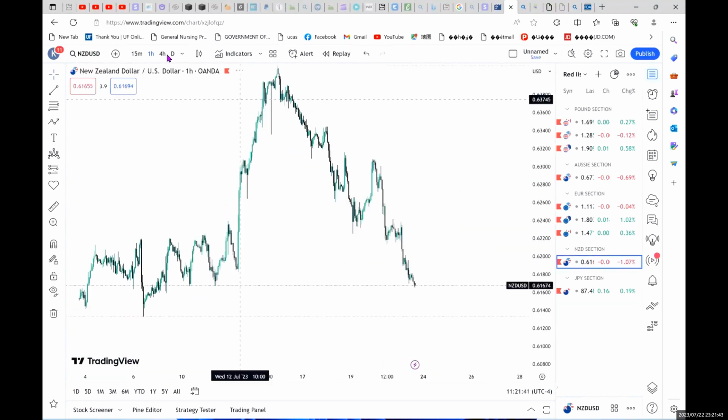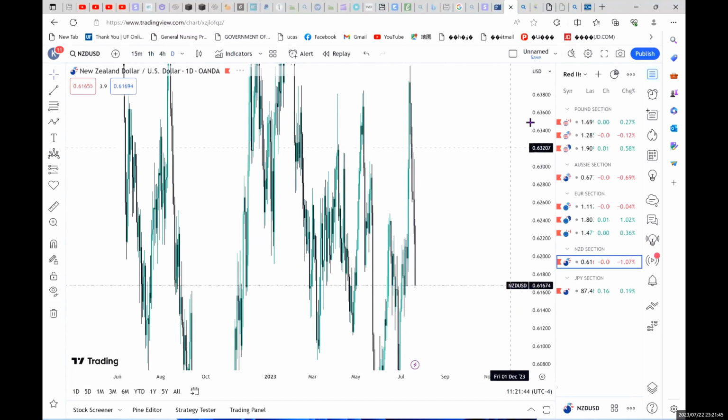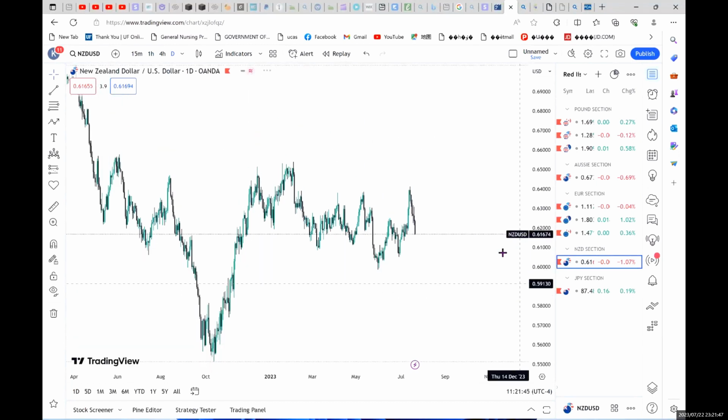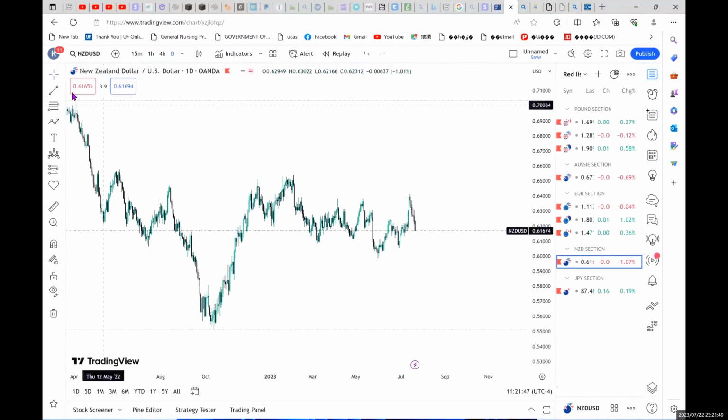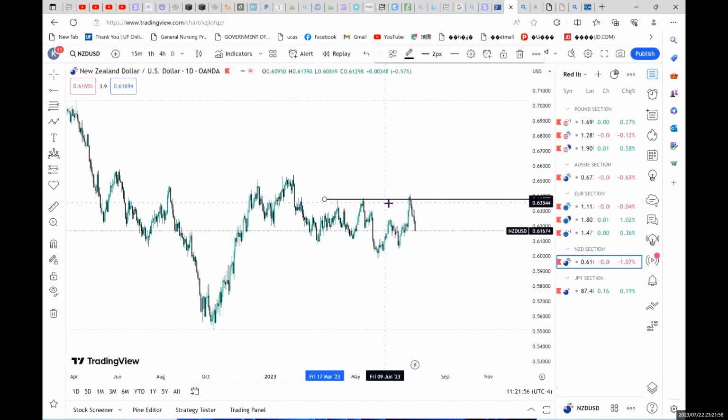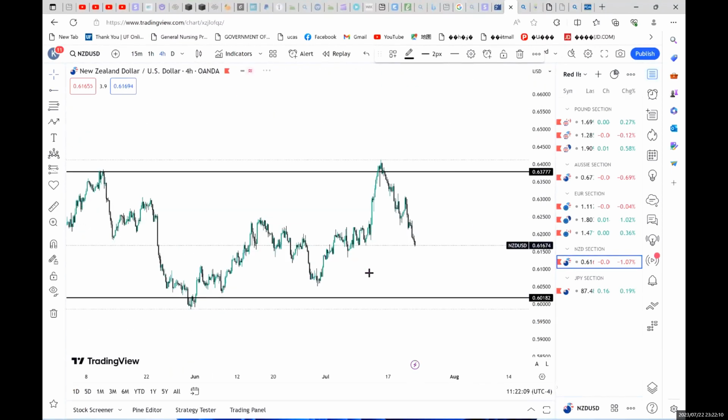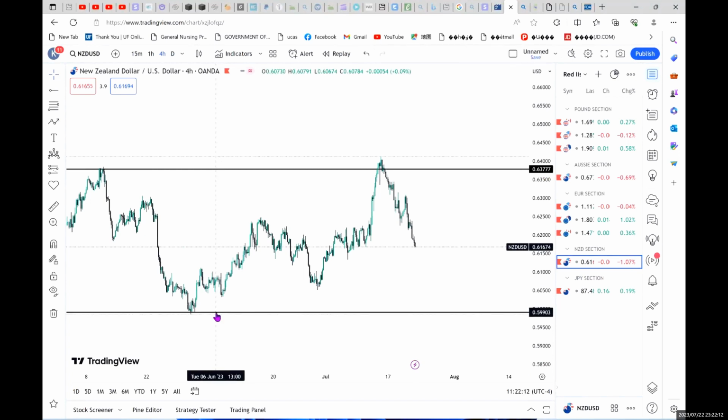NZDUSD. Let's check the daily time frame. Okay. So hold on. Here, you can see price came up into these areas, this resistance, and it dropped massively. All right, this is our extreme low, and let's check the H4 time frame to see what we have.